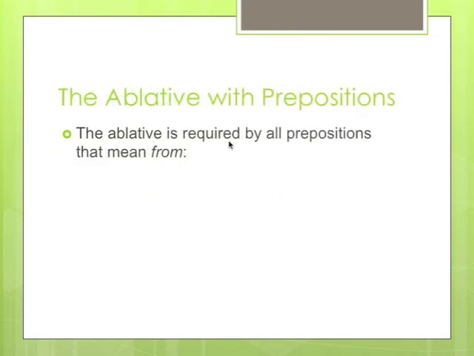The ablative is required by all prepositions that mean from. For instance, a and ab, which means away from, de, which means down from, and e and ex, which means out of. In addition, the ablative is used with the preposition cum, which means with, the preposition sine, which means without, and with the prepositions in and sub, when there's no motion involved.